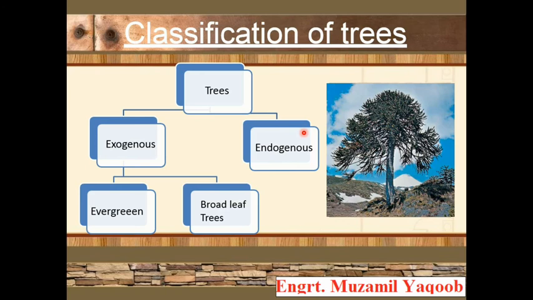Next comes classifications of trees. Basically the first two main categories of classification of trees are exogenous and endogenous. Then exogenous is further divided into two categories. The first one is known as evergreen, and the second category is known as broadleaf trees. We will discuss these in detail in the later part of this video.